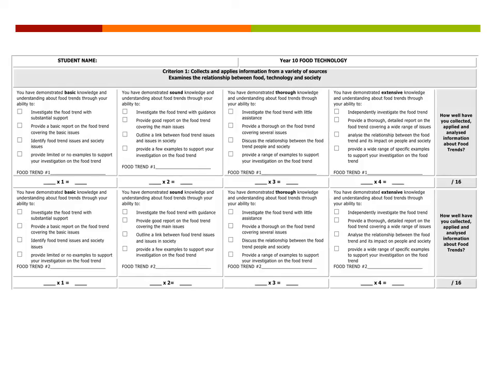So in an assessment task marking rubric such as this one, the student receiving this would know that they have independently investigated the food trend. They have provided a thorough report on the food trend covering several issues. However, they've only been able to outline a link between the food trend issues and issues in society. However, they have been able to provide a wide range of specific examples to support their investigation. So the student can clearly see which areas of their assessment they have done well and which areas are possibly requiring a little further discussion.